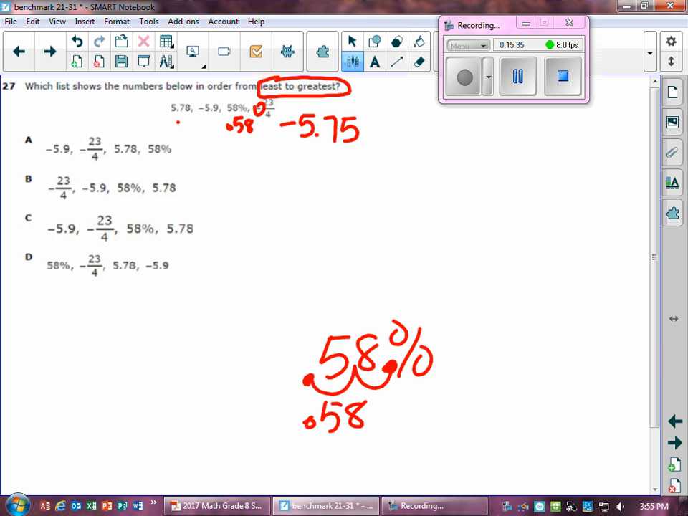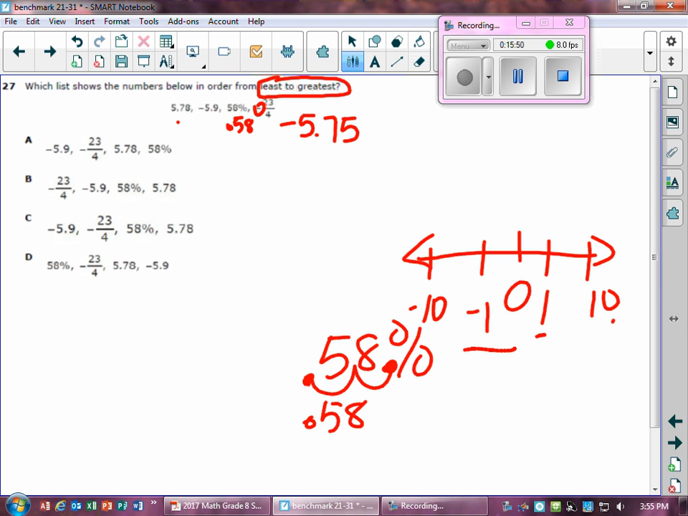5.75. Now when we do least to greatest, here's my number line, 0. We go 1 all the way to 10, right? So the smallest number is obviously smaller than 10. But when we go on the negative side, we have negative 1 and we have negative 10. The farther you are from 0, the less you are. So since we have negatives in here, let's look for the farthest away from 0.